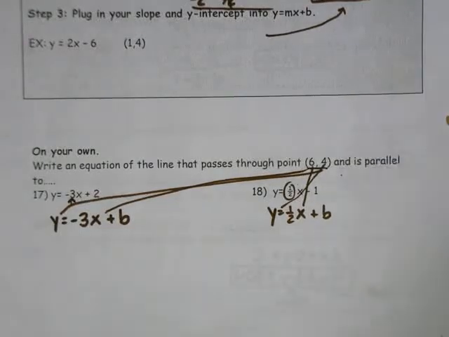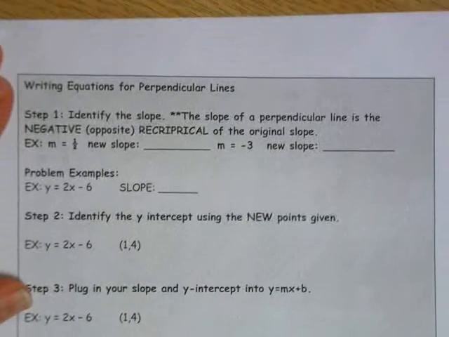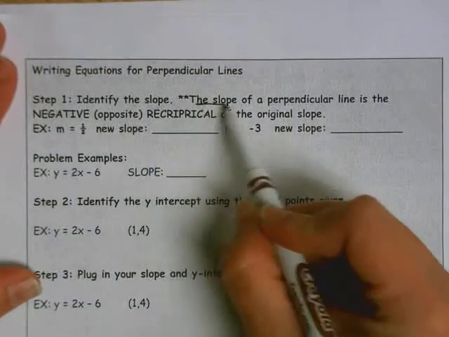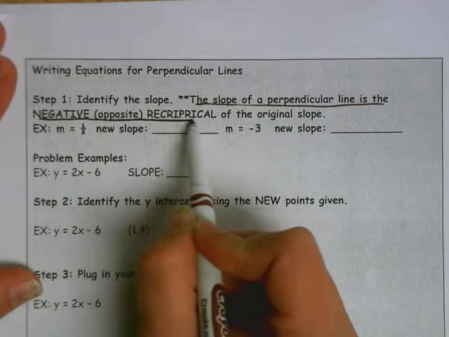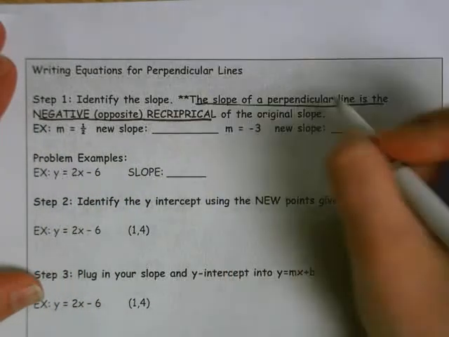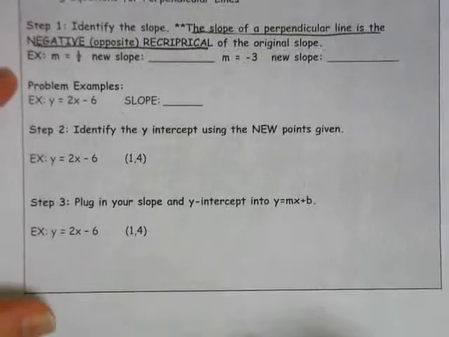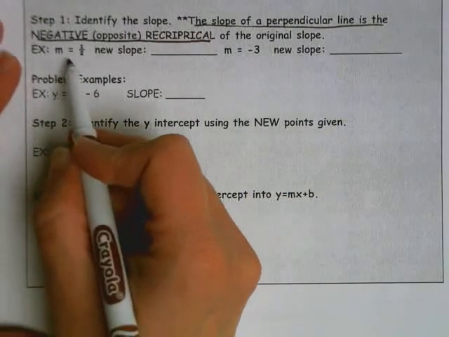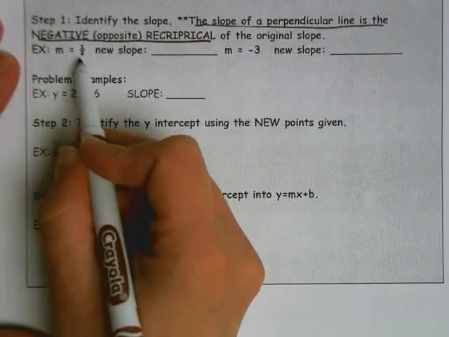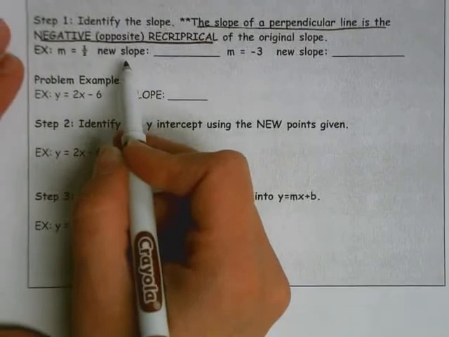All right, and then our last section is perpendicular lines. So what do we know about perpendicular lines? The slope of a perpendicular line is the negative or opposite reciprocal of the original slope. Okay, so if we are given a line, for an example, and the slope was 1/2, what would the new slope be if we wanted to be perpendicular?